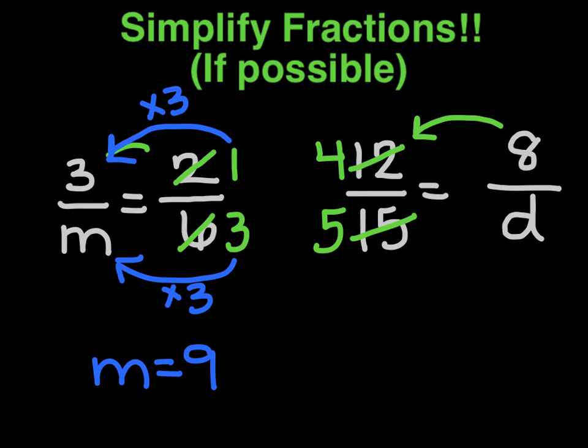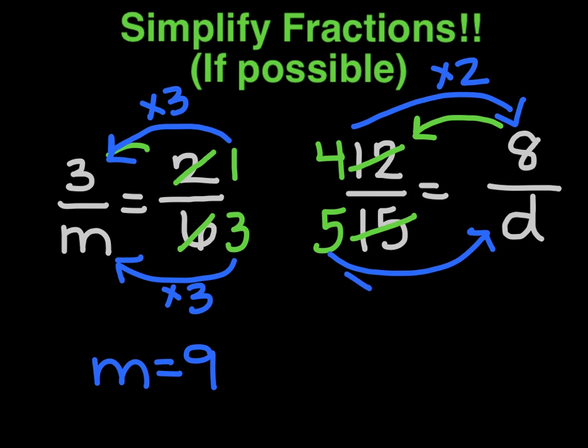So then, when you look, now there is that easy relationship. To get from 4 to 8, you multiply by 2. So all you have to do is do the exact same thing to your denominator, which is 5. So you would take 5 times 2, and then you know that d is equal to 10.